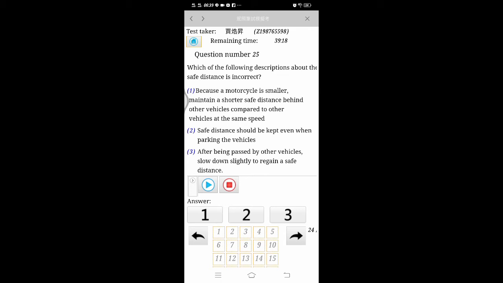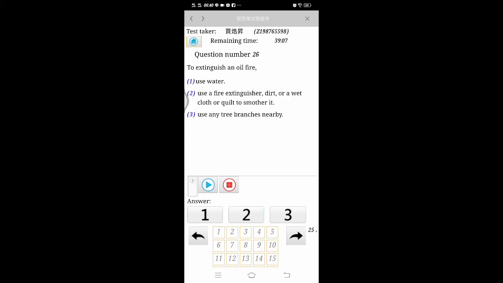Which of the following descriptions about the safe distance is incorrect? 1. Because a motorcycle is smaller, maintain a shorter safe distance behind other vehicles. To extinguish an oil fire. 1. Use water. 2.